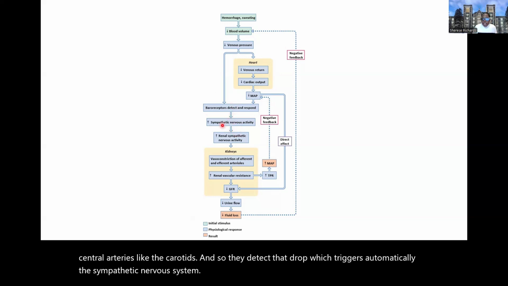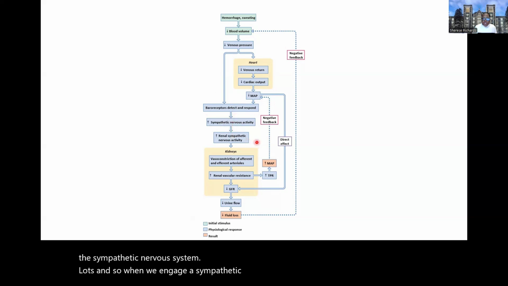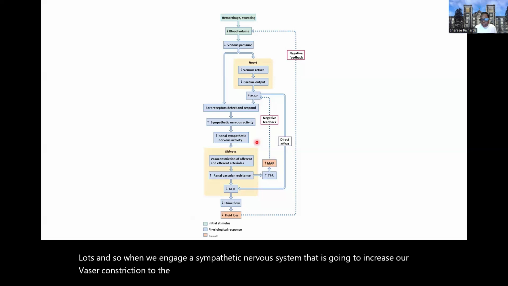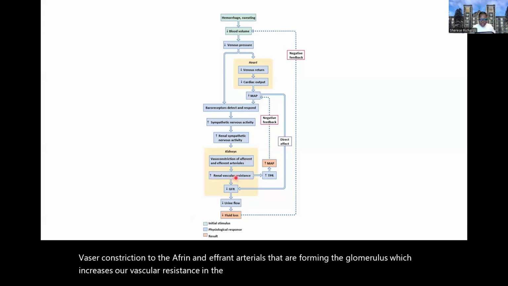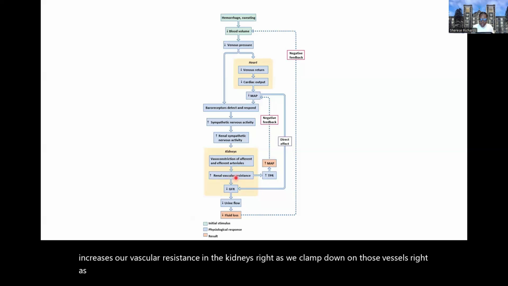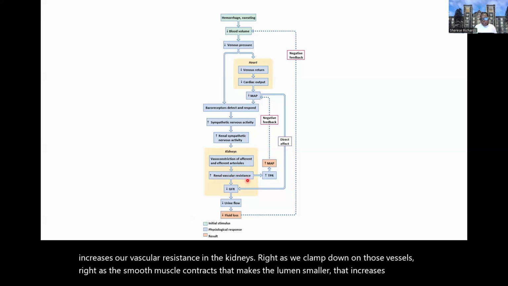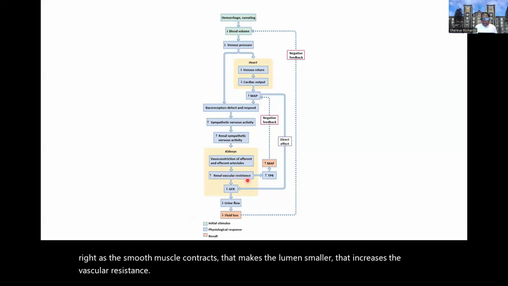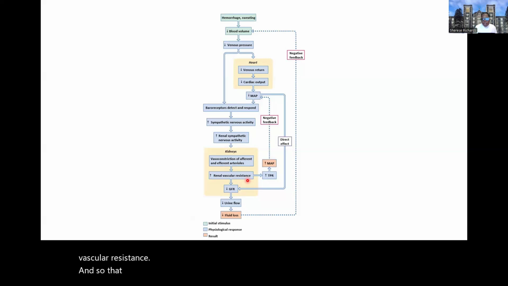And so when we engage the sympathetic nervous system, that is going to increase our vasoconstriction to the afferent and efferent arterioles that are forming the glomerulus, which increases our vascular resistance in the kidneys, right? As we clamp down on those vessels, right? As the smooth muscle contracts, that makes the lumen smaller, that increases the vascular resistance. And so that is the response that decreases the GFR, right?